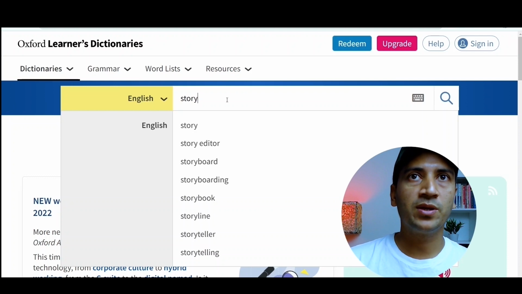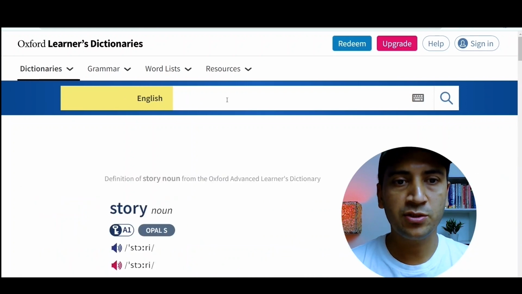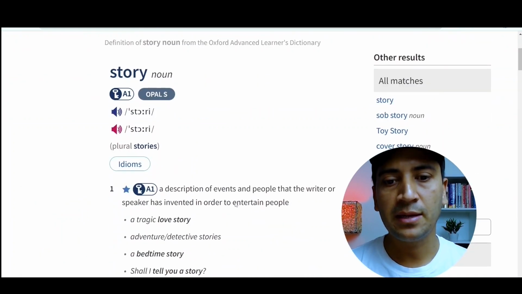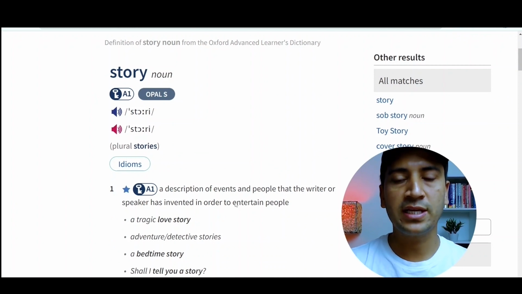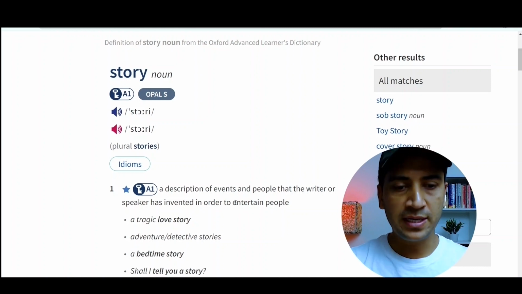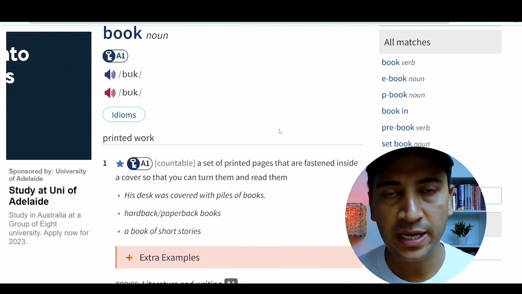Well, what is a story? A story is a narrative. It has usually some people and some actions in it. I will compare my definition with that of the dictionary. The dictionary says it's a description of events and people that the writer or speaker has invented in order to entertain people. Alright, so the next thing I do is I choose another word randomly from this page. I've been learning at least 5 words this way every day.